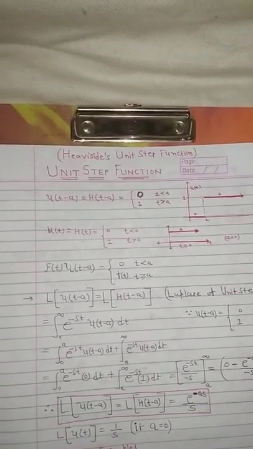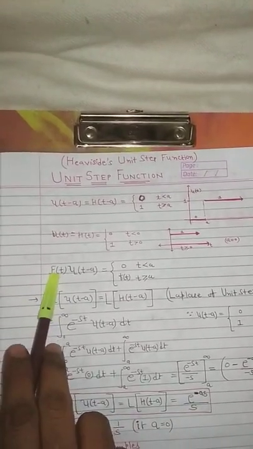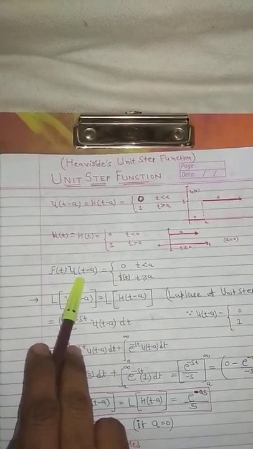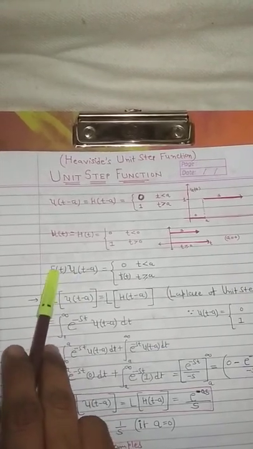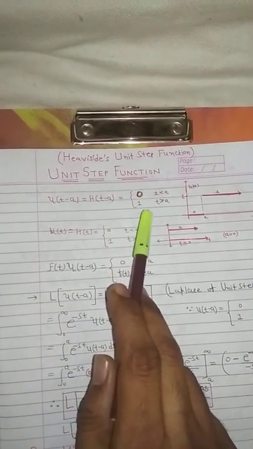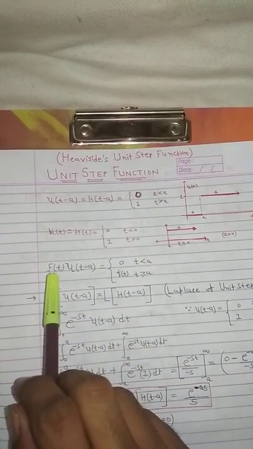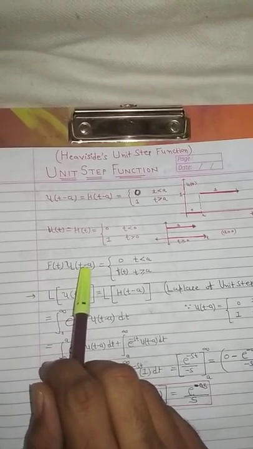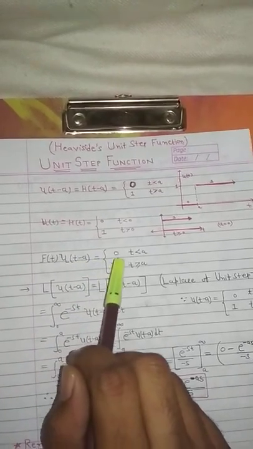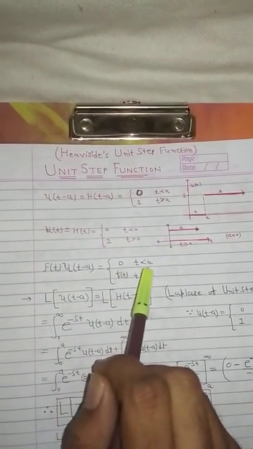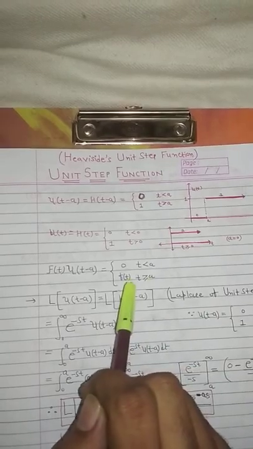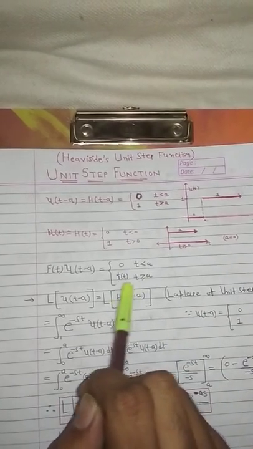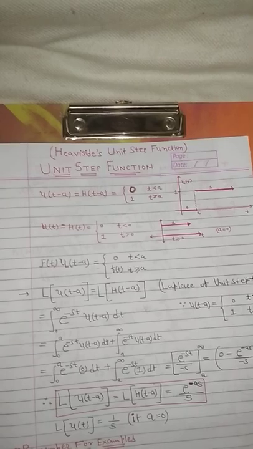If we multiply some function f of t with the unit step function, then f of t is multiplied with 1 and 0. That means the function f of t into u of t minus a is equal to 0 when t is less than a, and f of t when t is greater than a.